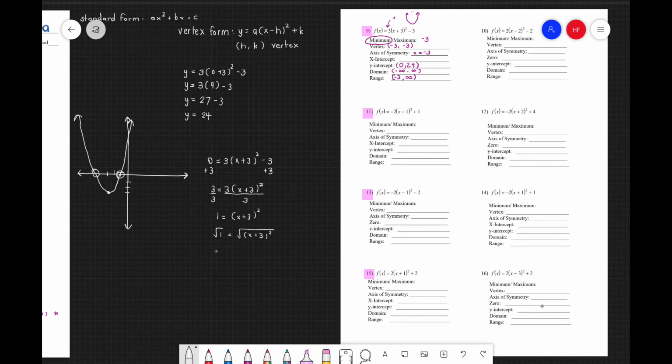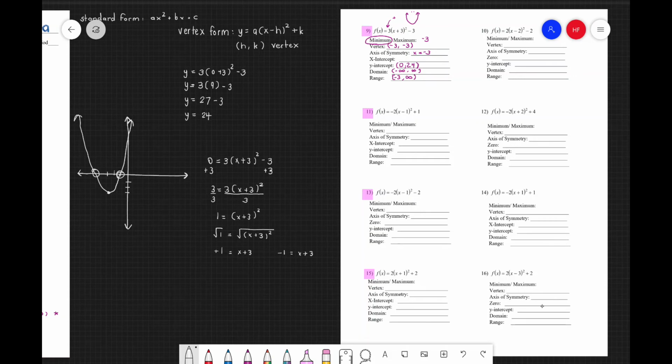So we get plus 1 equals x plus 3, and negative 1 equals x plus 3. Remember that we saw last week with our square roots that they give us positive and negative values. Square root of 1 is 1, so we get positive 1 and negative 1. And we know that we need 2 zeros, so it makes sense that we would have to find 2 values.